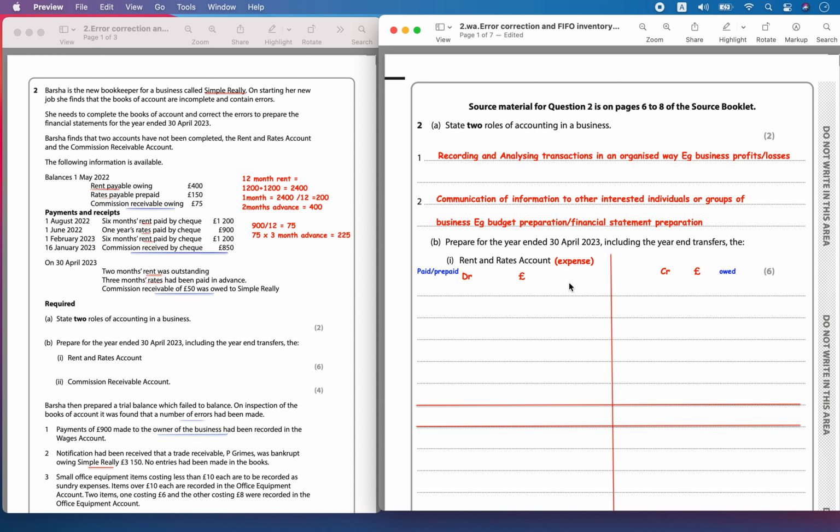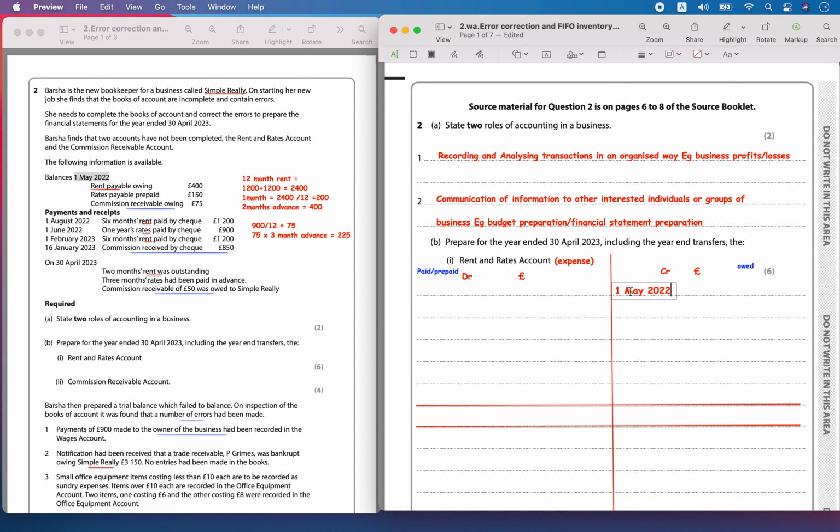The first one is going to be the rent and rates. So this is an expense account. Let's prepare. Anything paid or prepaid is going to appear on the debit side, and anything owed is going to appear on the credit side. So let's include that. On the 1st May 2022, the balances brought down, the balances brought down were the owed balance for the rent.